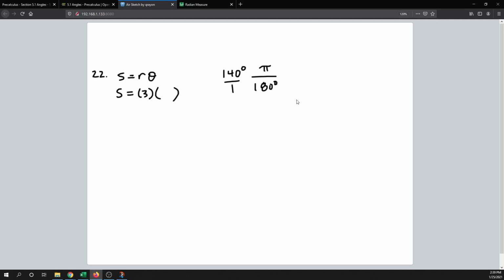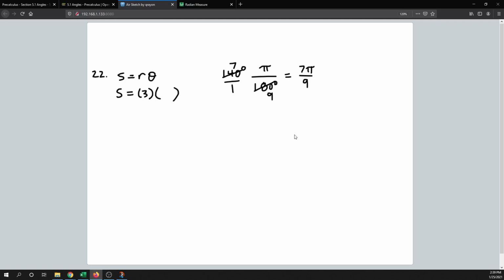All right, so 20 goes into 140 seven times, right? And 20 goes into 180 nine times. All right, and so then we can just multiply across the tops. 7 pi. 1 times 9 is 9. Okay.